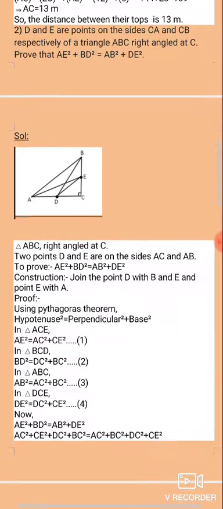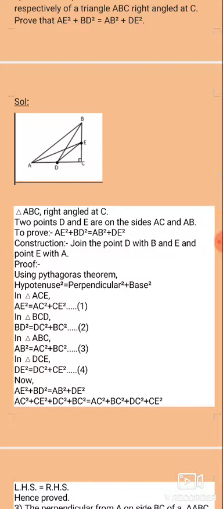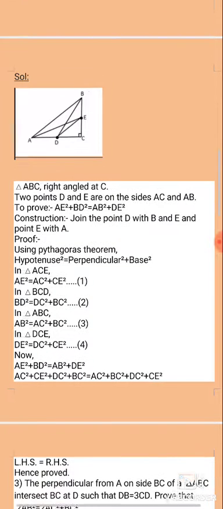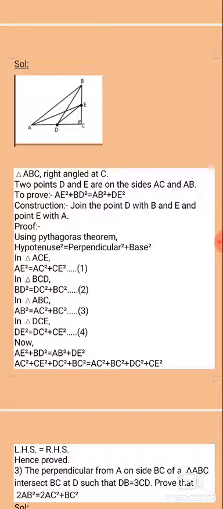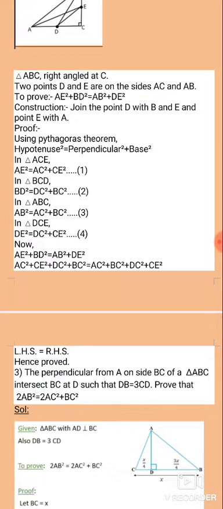Now listen, that question. AE square plus BD square is equal to, we need to prove what? AB square plus DE square. Substitute all that. That is AC square plus CE square plus DC square plus BC square. When you substitute from these equations 1, 2, 3 and 4, right side becomes what? AC square plus BC square plus DC square plus CE square. Now listen carefully. This LHS and RHS are equal. Hence the proof. Now the next question.